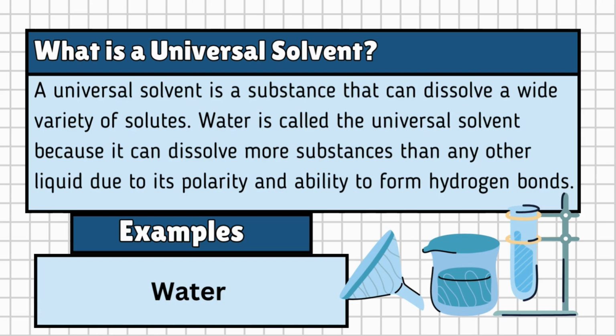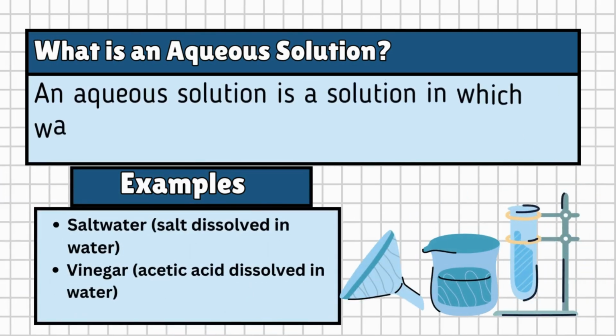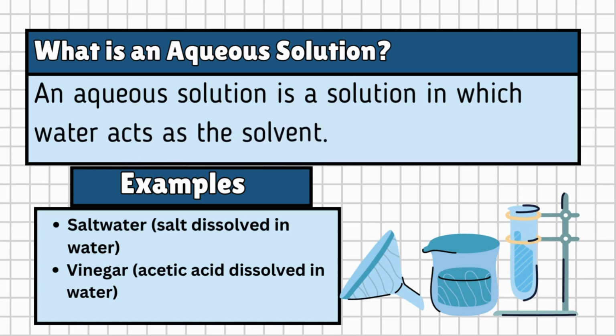Next question is about what is an aqueous solution? An aqueous solution is a solution in which water acts as the solvent. For example, as we have seen in previous examples, salt water, salt dissolved in water; vinegar, acetic acid dissolved in water.